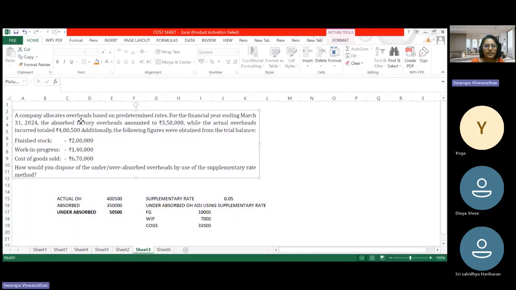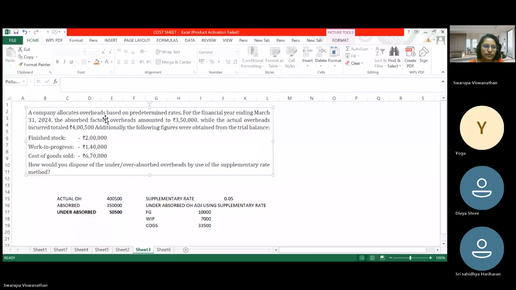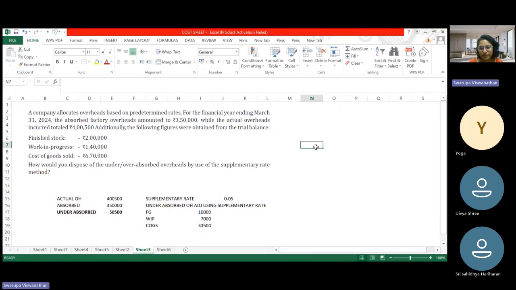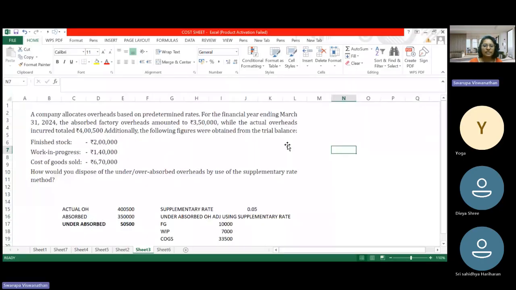Next, similarly, with respect to overheads, we have one more sum. A company allocates overheads based on predetermined rates. Okay, for the financial year ending March 31st, 2024, the overheads amounted to 3,50,000 absorbed. So the amount absorbed is 3,50,000, but the actual overheads is 4,00,500. So there is an under absorption of overheads by 50,500. So this we can directly calculate: the difference between the overheads absorbed and the actual overheads is the under absorption.